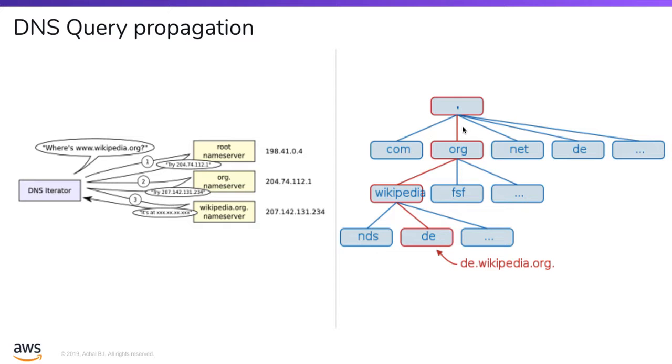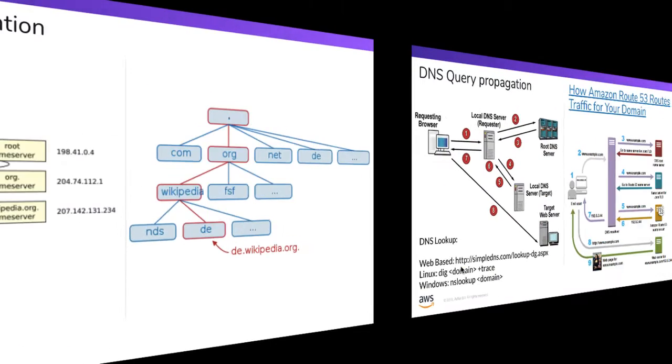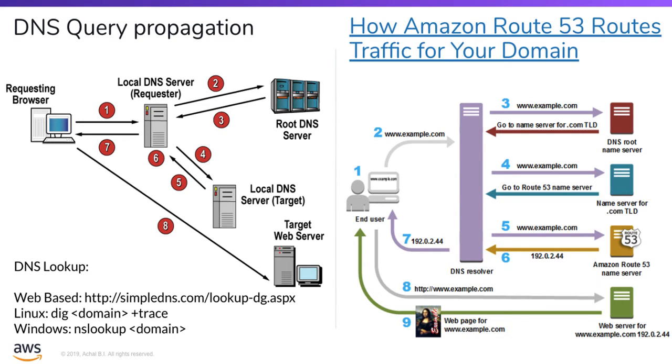Here's a simple hierarchy of name servers that the request would traverse. First it will go to root name servers, then it goes to top level domain, then it goes to domain servers, and within domain servers it would communicate with its own name servers which have subdomains. This is the hierarchy of your query propagation. Here is a more pictorial way of representing how the DNS query propagates.